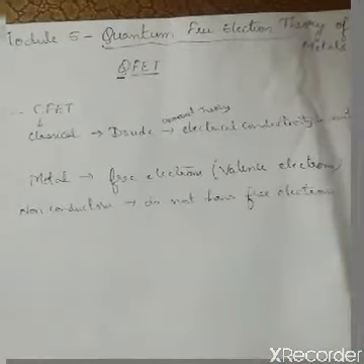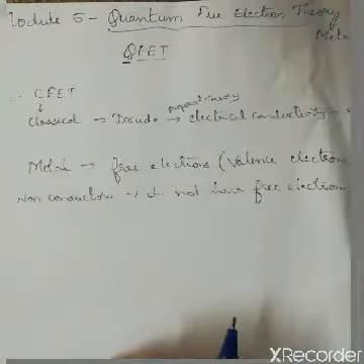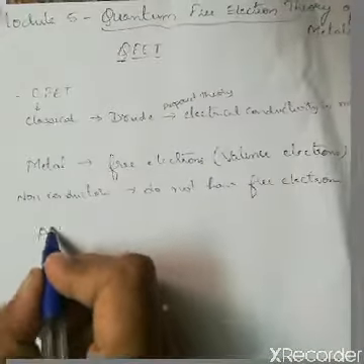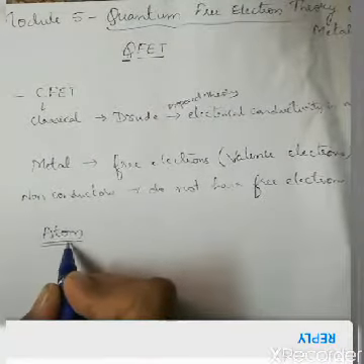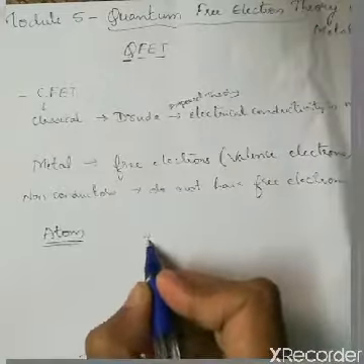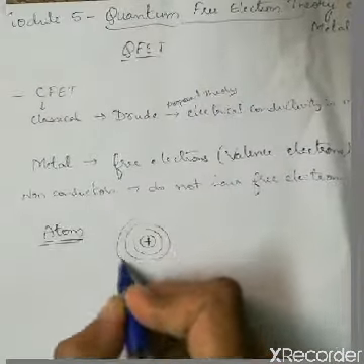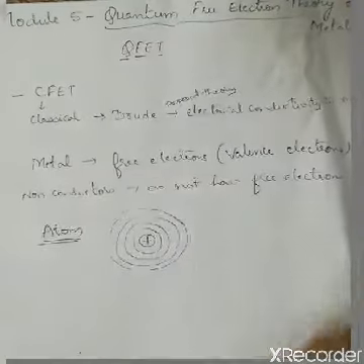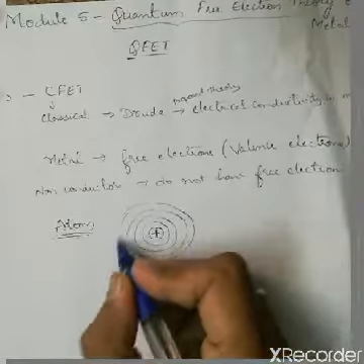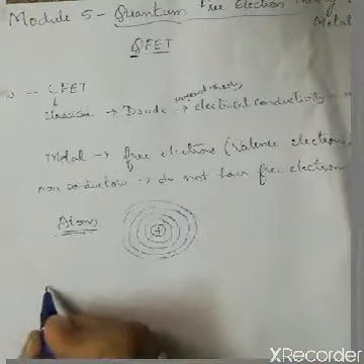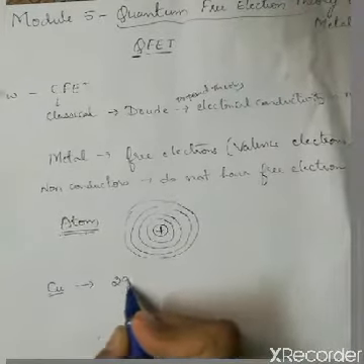For example, let me consider copper. We know that an atom is present in a metal. In a metal I have an atom, and in that atom you have a nucleus at the center, and around this the electrons are revolving in their own orbits. These are the electrons and this is the nucleus. This is the structure of the atom. Now let me consider a copper atom. In a copper atom there are 29 electrons.